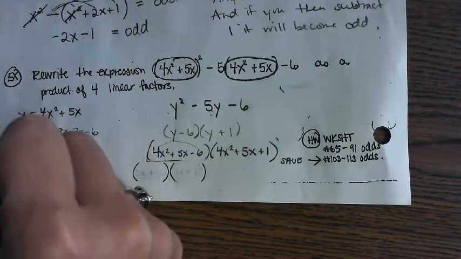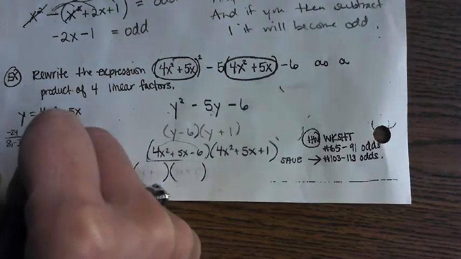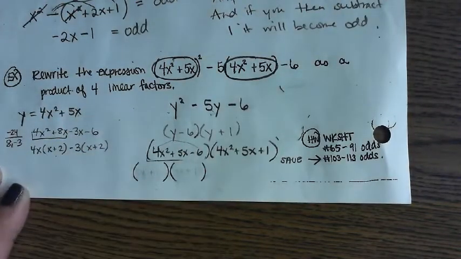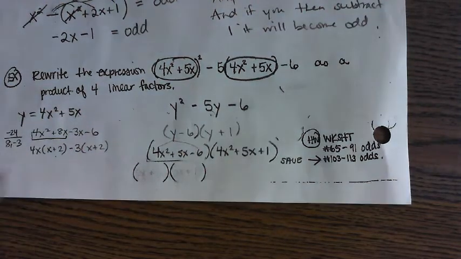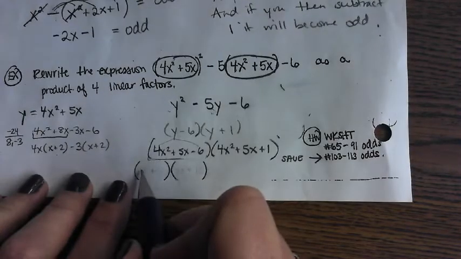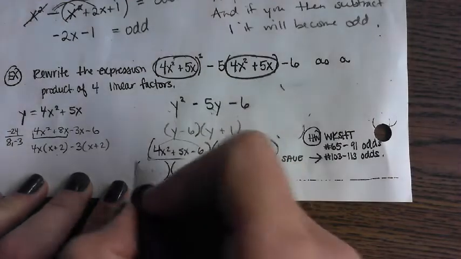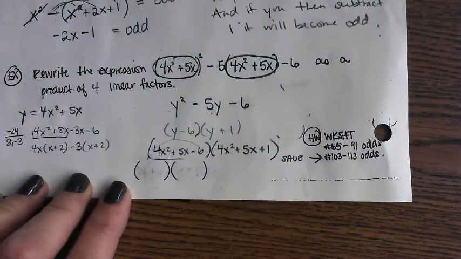She's going to take out a 4x, left with x plus 2. She's going to take out a negative 3, left with x plus 2. Did it work? Yeah. What are my final two factors, Natalie? Say it again. Well, give me the whole binomial and the whole binomial.